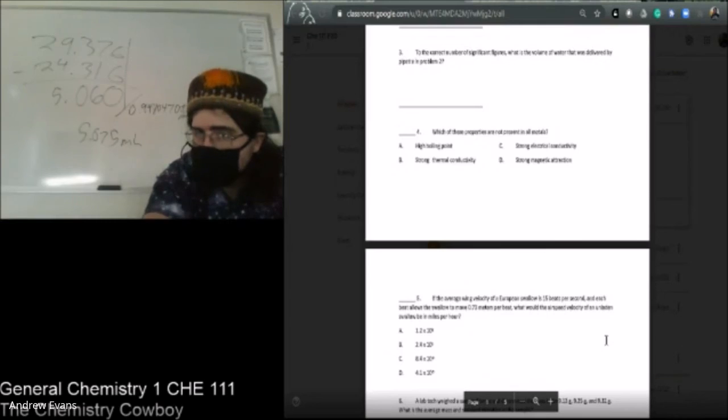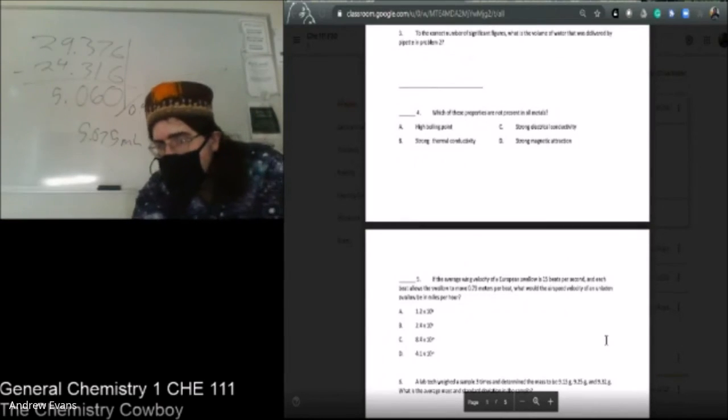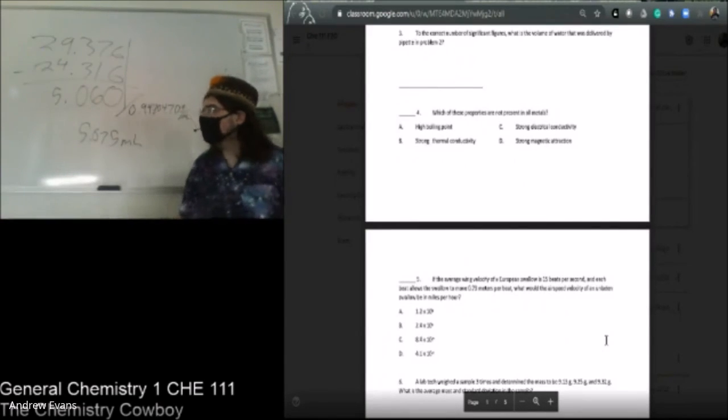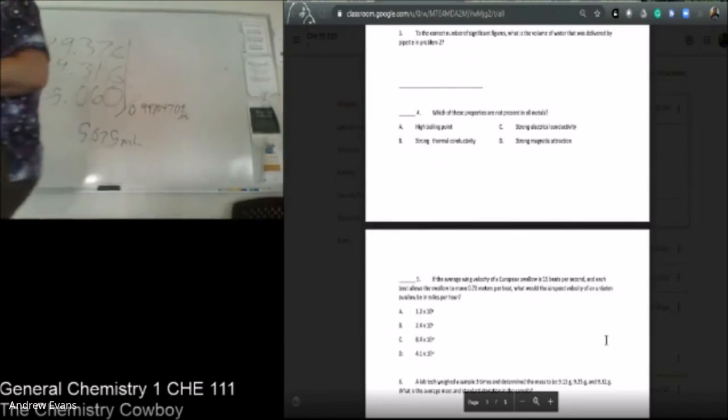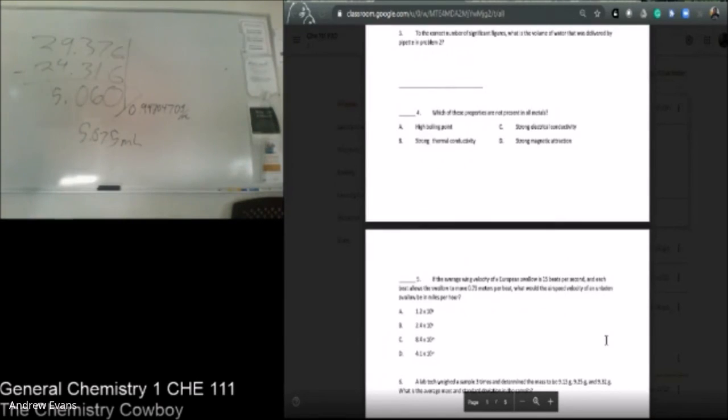Number 4. We'll finish with number 4 to finish off page 1. Come Wednesday, we will look at page 2 and hopefully most of the rest of it. Which of these properties are not present in all metals? High boiling point, strong thermal conductivity, strong electrical conductivity, strong magnetic attraction.